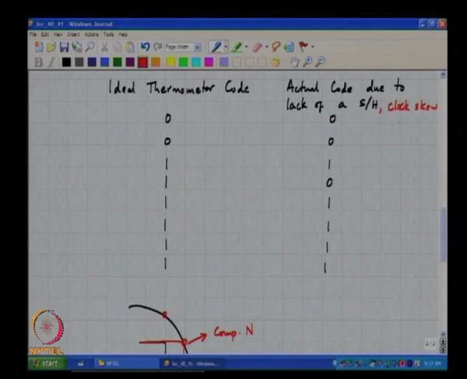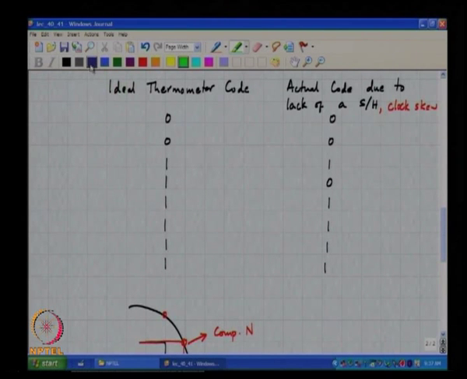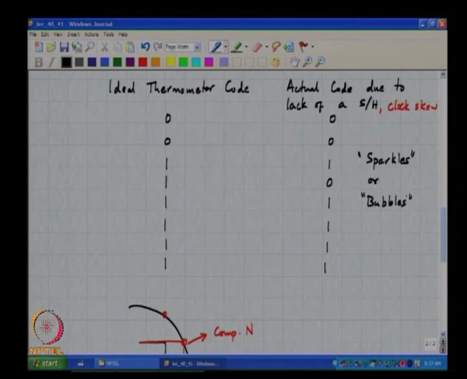Now, in the earlier days there would be situations like this, where since neighboring comparators are not really seeing the same input, you would get not a string of 1s followed by a string of zeros, but artifacts like this, and these were called either sparkles or bubbles in the thermometer code. Clearly there is a problem, right. The problem is what?